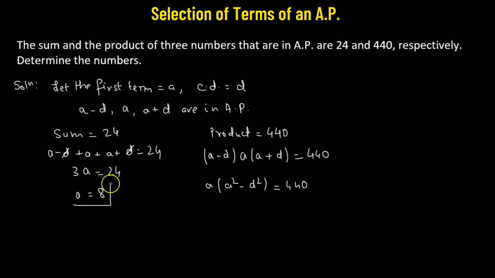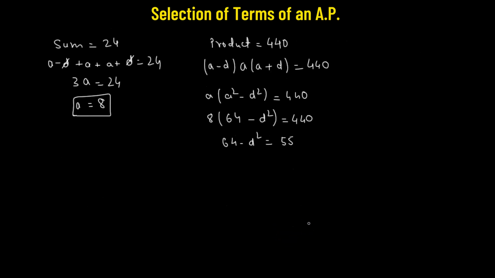We have already obtained the value of A. So A came out to be 8. So we have 8 times A squared will become 64, minus D squared equals 440, which gives us 64 minus D squared equals, we have 440 divided by 8, so we have 55. Now we will solve for D squared, so D squared will be equal to 64 minus 55, so 64 minus 55, that's 9, so taking the square root on both sides gives us plus or minus 3.